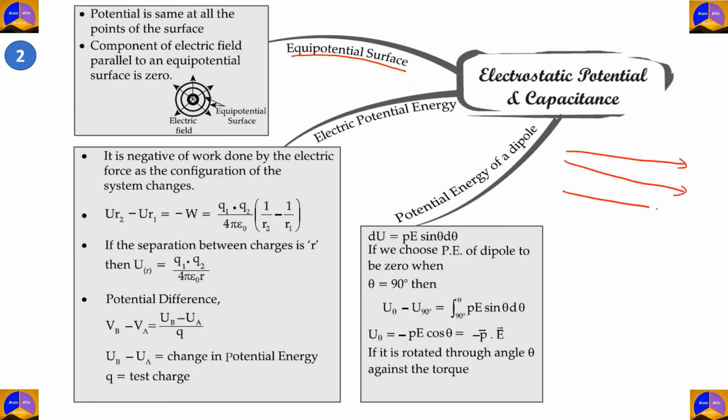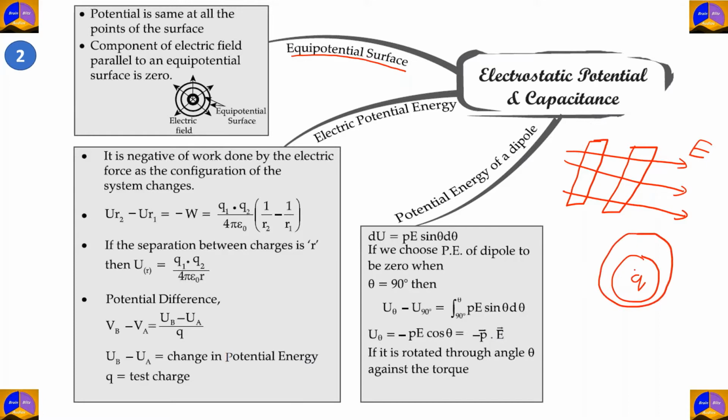So this is an electric field. Excuse me for my drawing, it's pretty bad. And these are surfaces on the electric field. And let's have a point charge Q here, and let's have circular surfaces and radially outward fields.